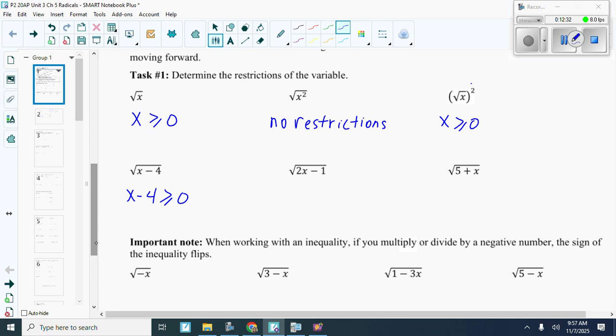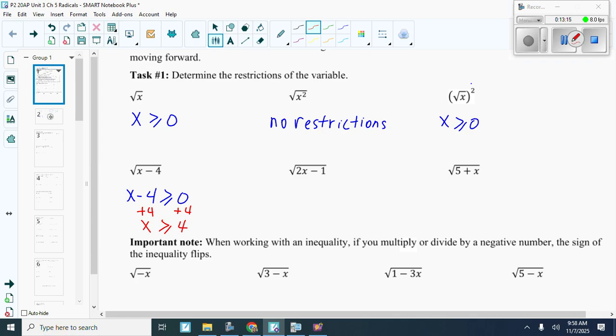Do you guys remember inequalities? Maybe we'll just do a little refresher on inequalities. When we have an inequality, you basically treat it like an equal sign. So in this case, x is greater than or equal to 4, because if x was 3, for example, 3 minus 4 is -1, and we can't take a square root of a -1. So you can even do a quick check: if x was 0, that's not greater than 4, we'd still have a negative.